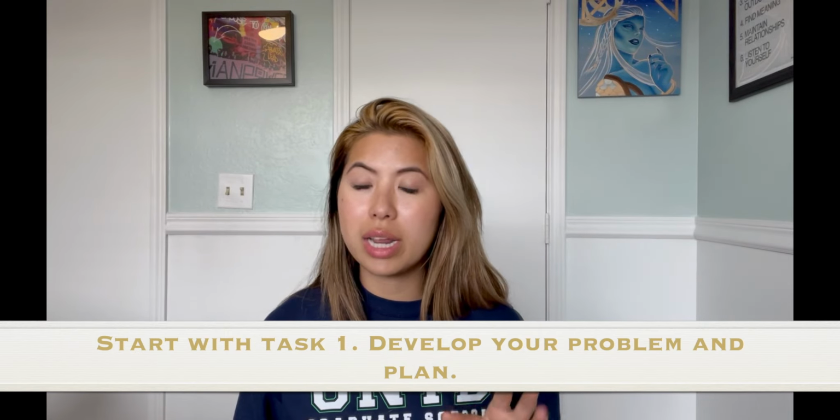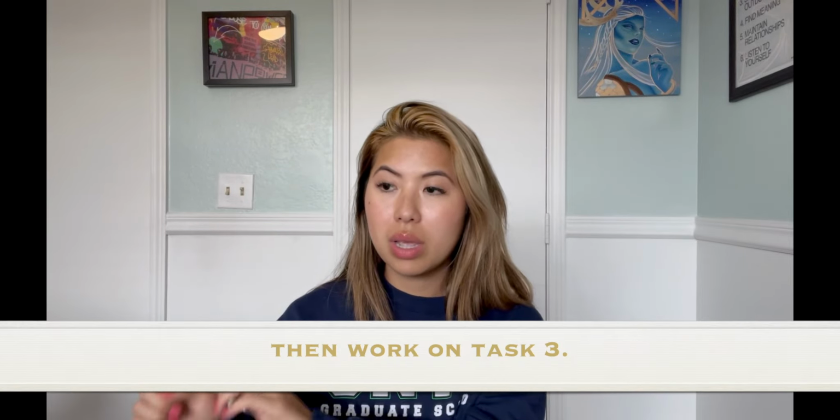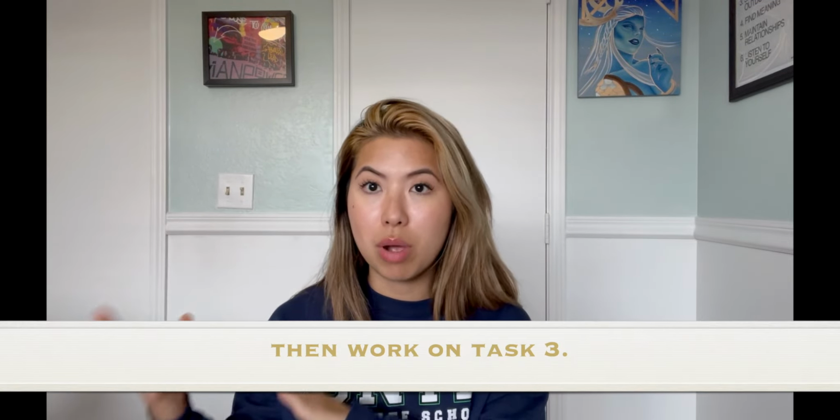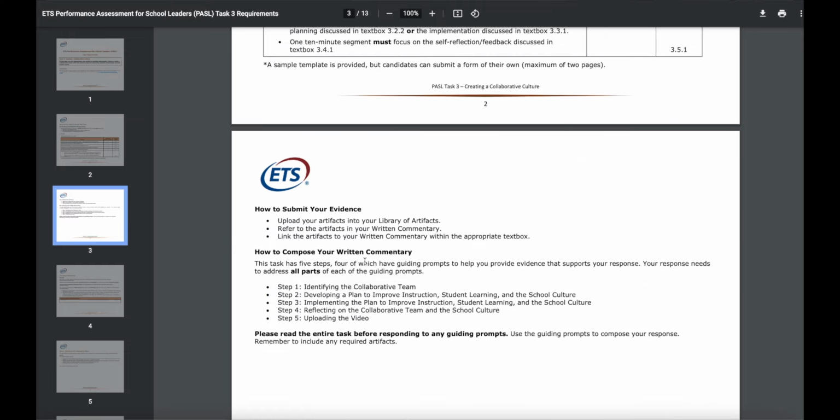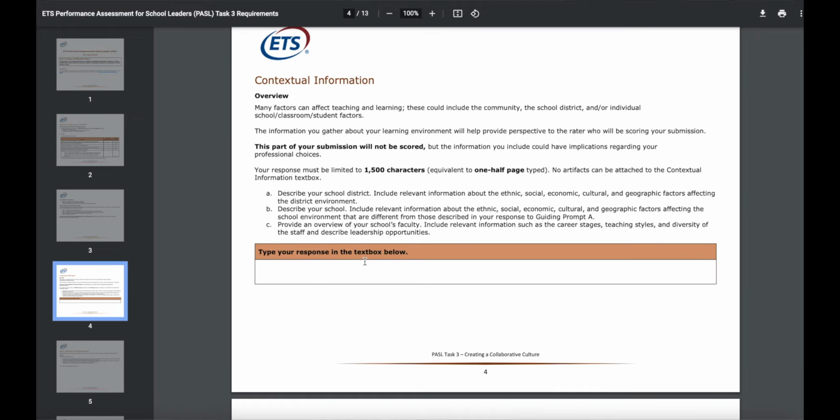So my advice in terms of actually working on the task is to work on task 1. That's where you should start. It helps you develop your ideas, and then go to task 3. So task 3 is weighted the most, twice as much as task 1 and 2, and it requires 2 video artifacts. So in total, it's a 15-minute video that you have to combine.